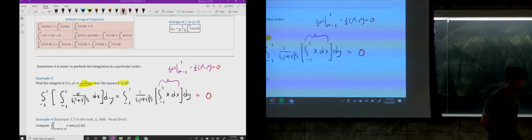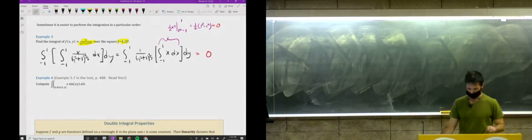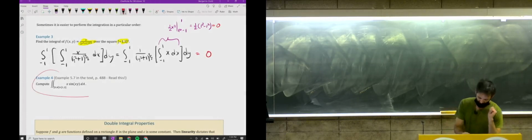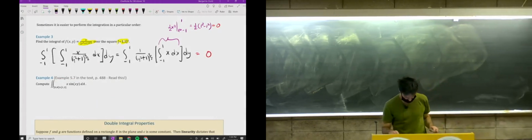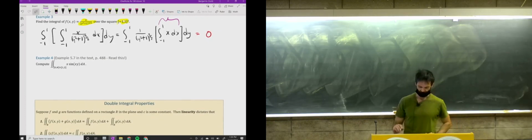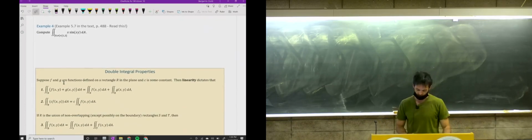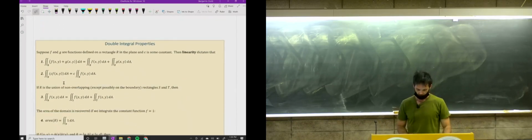So that's one example of using your noggin to figure out how to do a problem in an easier way. Another example of that would be the next example, which I'm not going to have time to do right now, but it's actually in the book, so you should definitely read example 5.7. And in fact, there's a bunch of other examples you should read that make use of the following double integral properties. So let me start telling you about the properties.